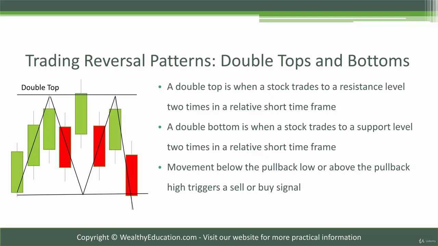And the same is true for the double bottom, with the psychology being that the stock that has been in a downtrend is now reversing course because it has failed to break through a support level 2 times in a row, and now the bulls are taking control as they take it higher than the pullback high reached in the double bottom pattern. Let's see what this looks like on a chart.